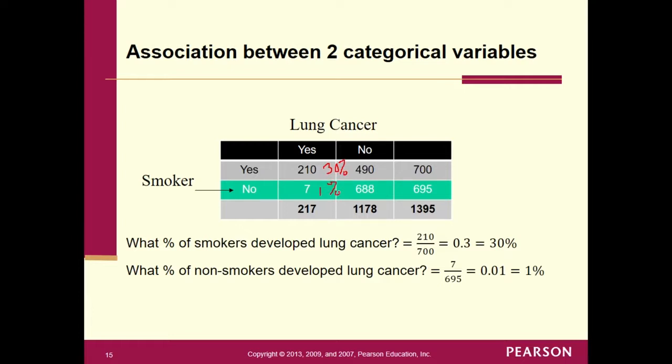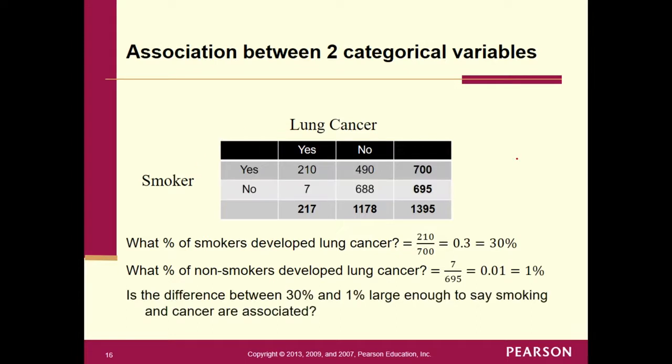And so we have to ask ourselves, is that a big enough difference to say that there's an association between these 2 things, meaning lung cancer and smoking? Before, I gave an example of 98% versus 0.1%. There's no doubt there. But is this a big enough difference to say that we're pretty sure that these things are associated? Okay. So we'll see.